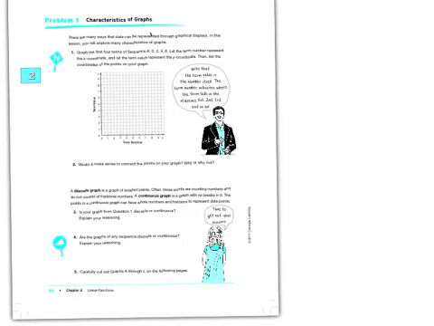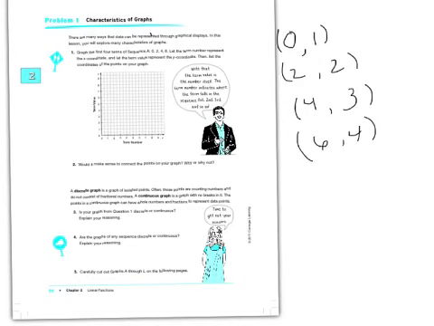these terms 0, 2, 4, 6, and 8 are the x terms, so it would be 0, 1. The next term is going to be 2, 2. The next term is going to be 4, 3. And the next one is going to be 6, 4. Those are the ordered pairs that they want you to use.